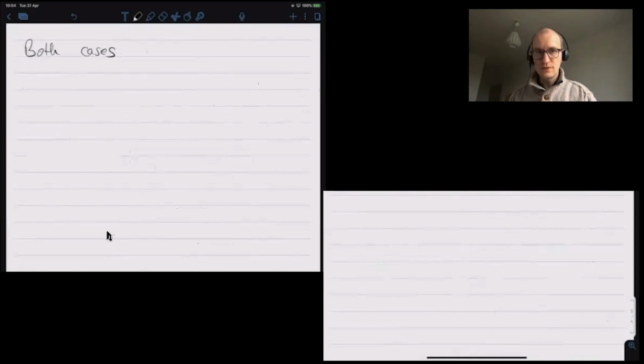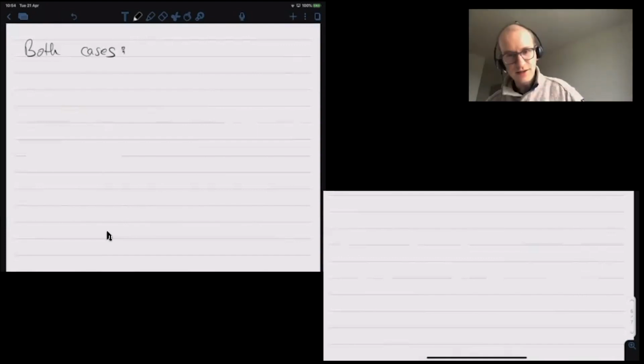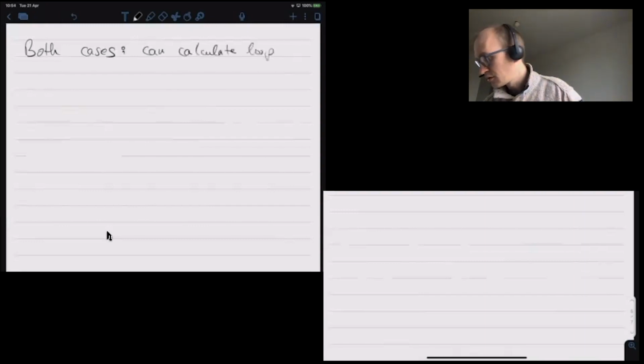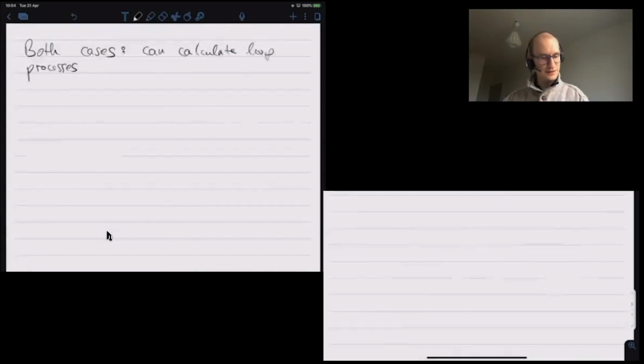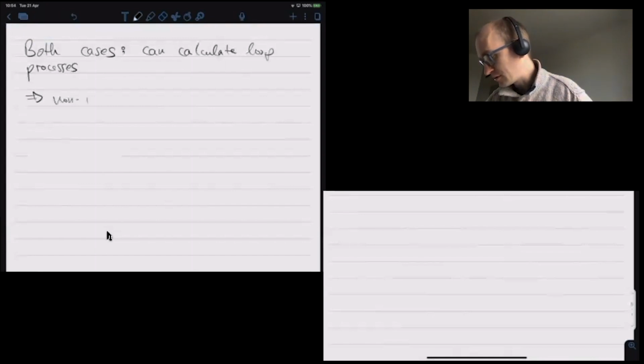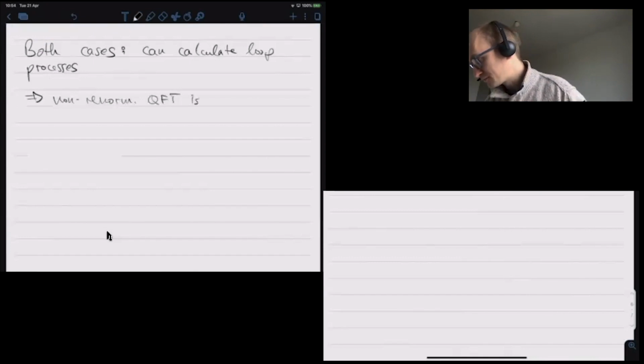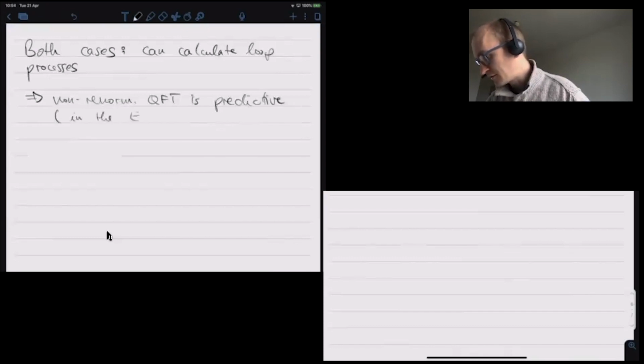So I had a question. Yes. Can I just write that sentence? Oh, sure. Yeah. In both cases, we can calculate loop processes. So quantum corrections. Okay, and the point is that therefore, in that sense, in the guise of EFT, even a non-renormalizable QFT is predictive. So in the EFT sense.